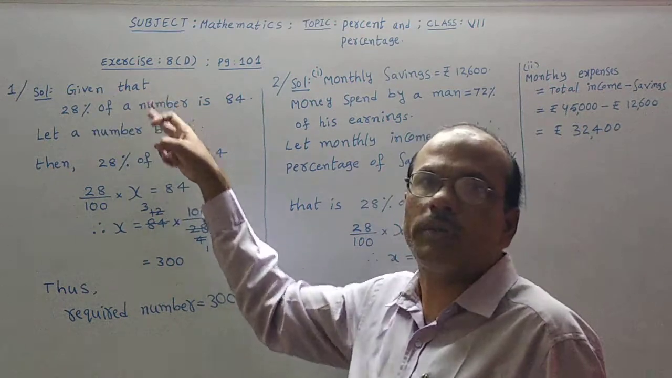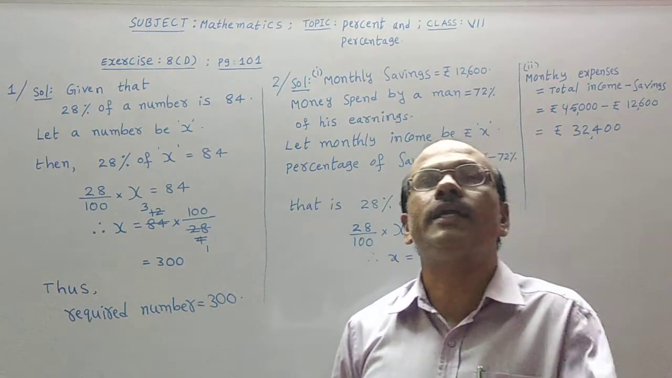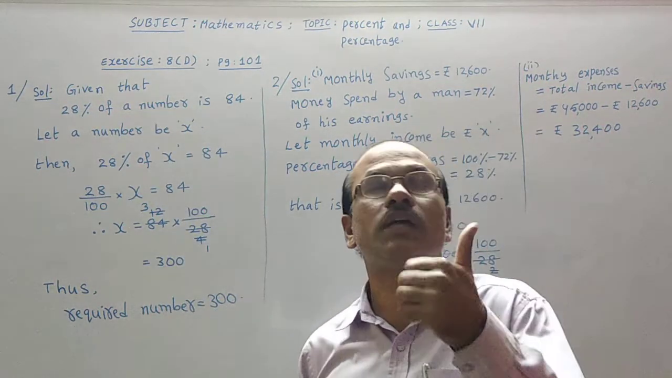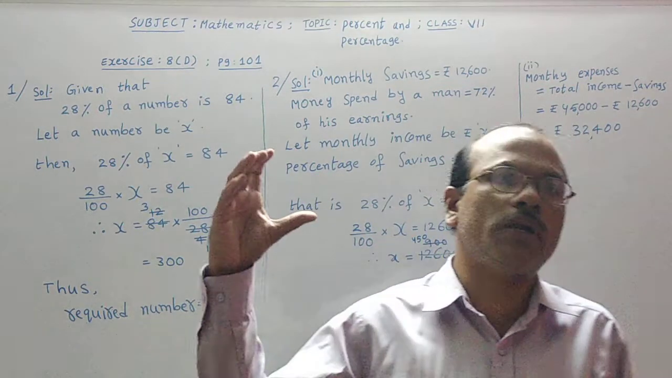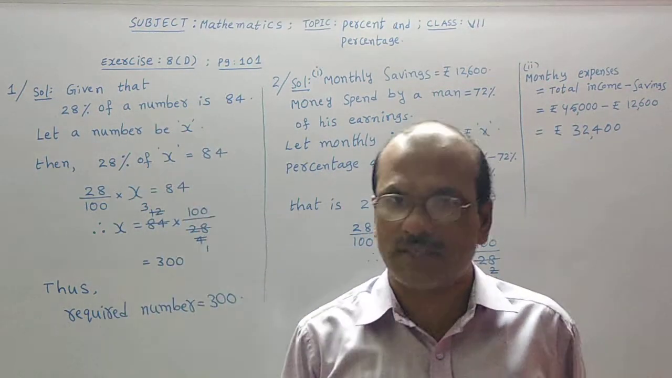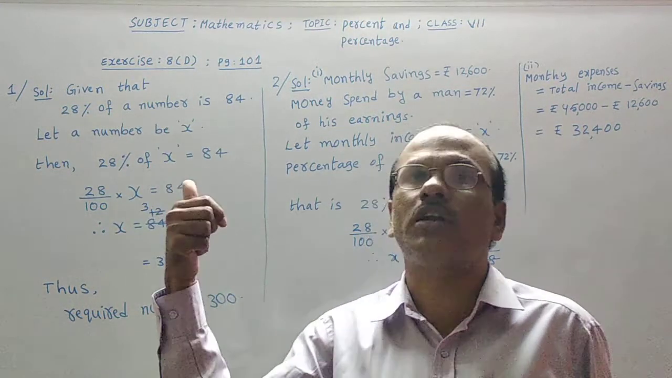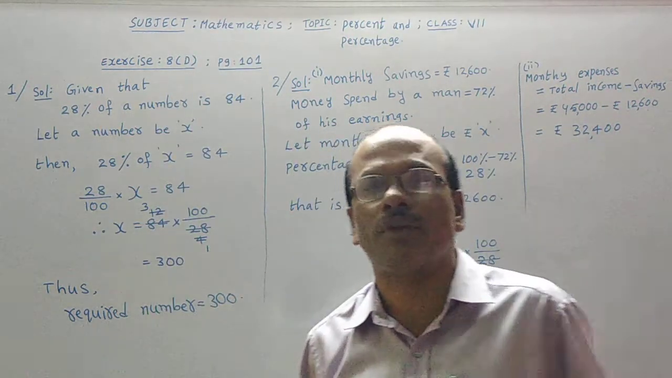Here the given information is: 28% of a number is 84. Then what will be that number? Find the number is the question. One number is there. We don't know how much that was, but 28% of that number will be equal to 84. Then what can that number be is the question for us.